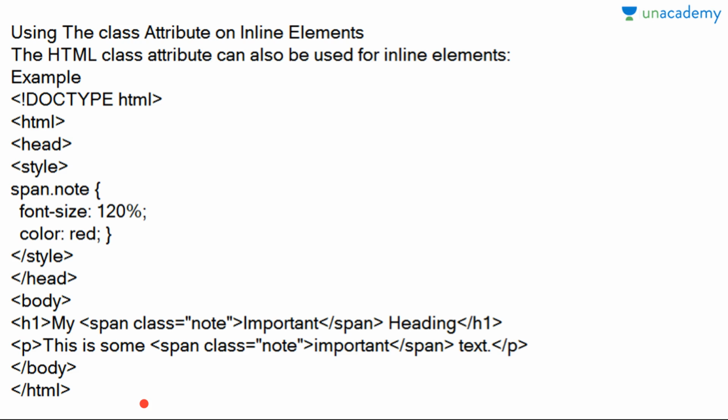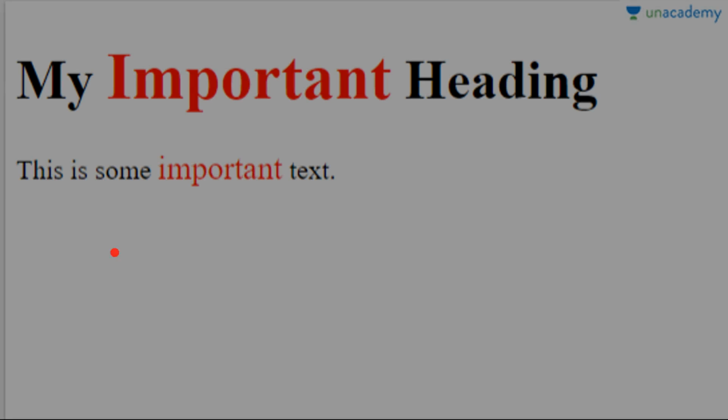These are the inline elements that I was talking about. These elements are specified inside the body, inside a tag. You can write it as my span. So the span is the inline element with the class note, and when you apply these, the properties will be applied: this font size and color red. So let's see the output of this.